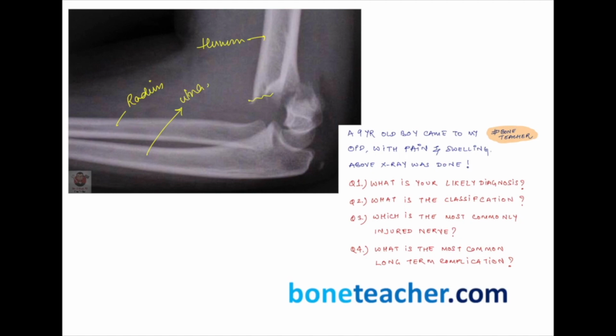Now there is a fracture here. And you've guessed it right, it is the fracture of the humerus. And where exactly? Somewhere around the supracondylar region. So it's a supracondylar humerus fracture.